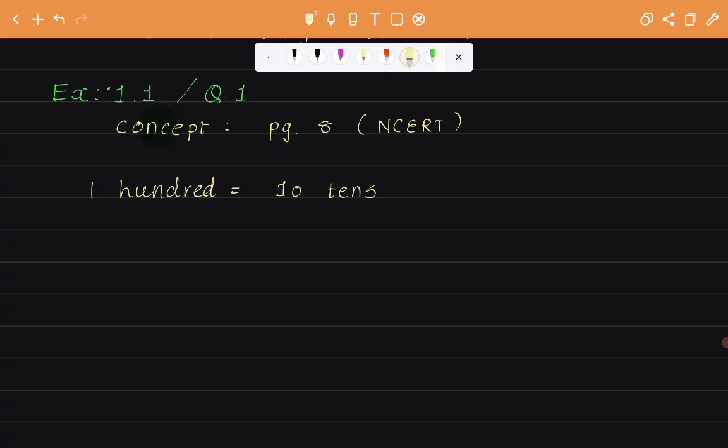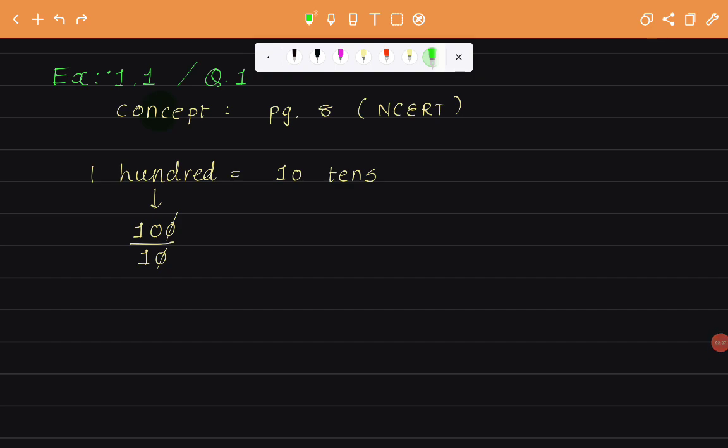Now, how can we find this out? We can say 100, and this tens, how many? We are talking about tens, so we will divide this 100 by 10. The 0 cancels, so your answer is 10. That is 10 tens.